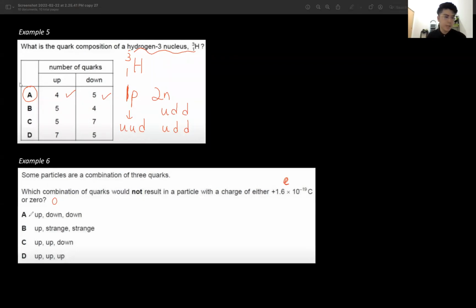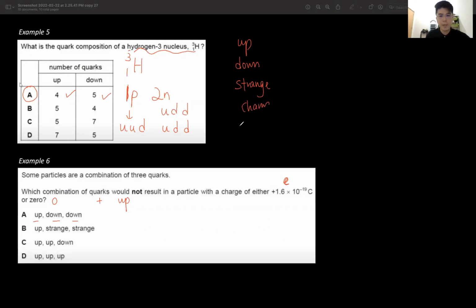So let's see A. For A, now you can see up, down, down, right? Now you need to know what is the charge for each one. Okay, if you don't remember, then you cannot do this question. So up, okay, let's go back a bit. Up is what is the charge? Remember the placement of the particle in the list. We start off with the up. We start with up, down, and then we got strange, right? So we switch the position between strange and charm.